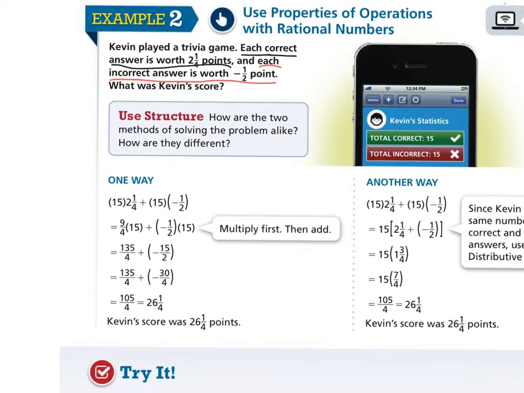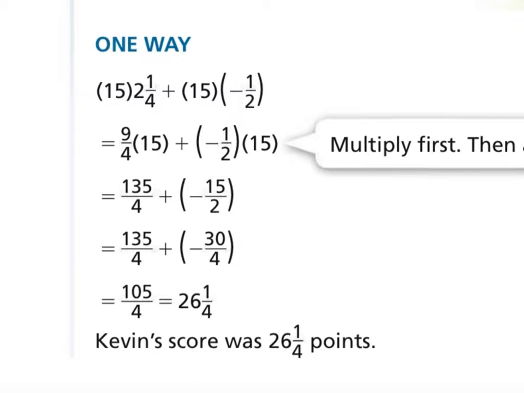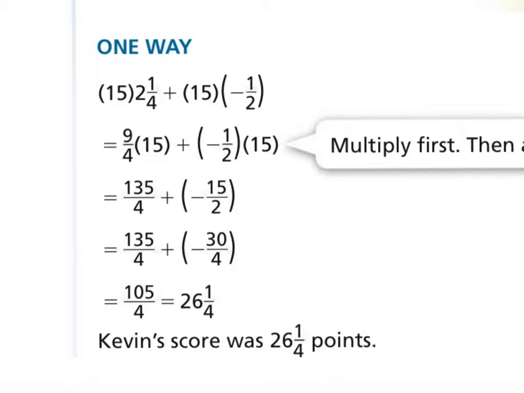would be, we know that the correct answers we're going to multiply by 2 1/4, so 15 times 2 1/4. Incorrect are going to be multiplied by -1/2, so 15 times -1/2. And then they changed 2 1/4 to 9/4. They changed the order here for whatever reason, I don't know, but since we're multiplying, it doesn't matter. I would have probably put it as 15 over 1 times 9 over 4, but it's okay. And then same thing over with the other one. The 15 we could put as 15 over 1.